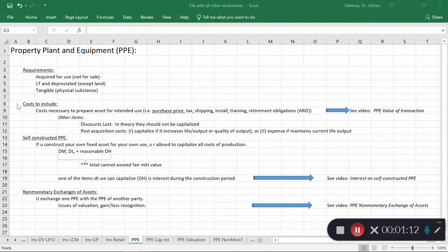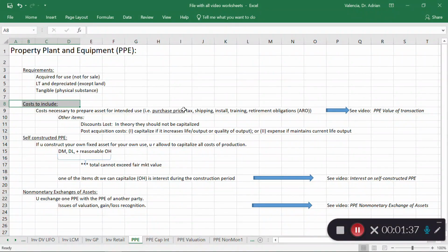Naturally, the next question is, if I acquire this asset, what cost can I include as part of the asset? In other words, what amounts can I capitalize, is the way we would say it. So the key here is this word necessary. You capitalize the costs necessary to prepare the asset for its intended use. So what are some of those items?